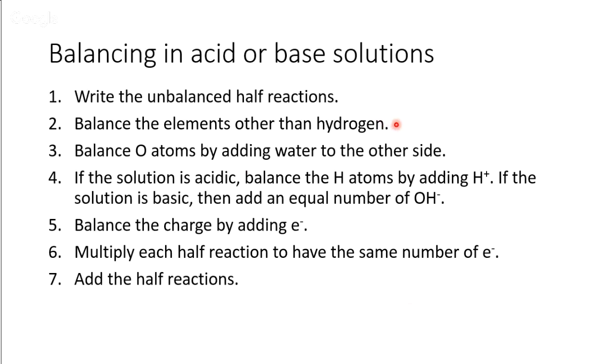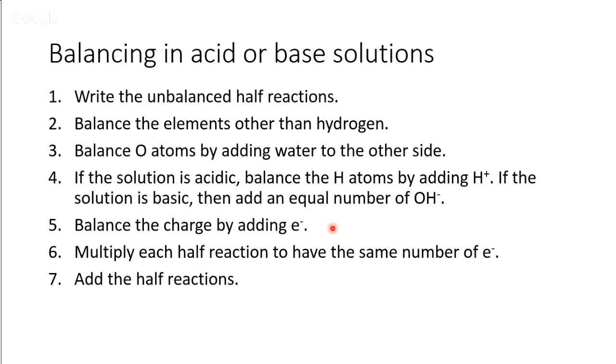Then we balance the elements other than hydrogen. So that means, if you have copper or iodine or something like that. Then we're going to balance the oxygen atoms by adding water to the side other than wherever there's an unbalanced oxygen. Then if we're working in acidic solution, we'll balance the hydrogen atoms by adding H+. If the solution is basic, then we'll also add an equal number of hydroxide ions.